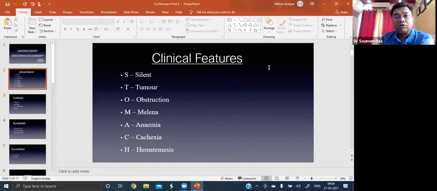And PDL1 also. PDL1 is recommended in the metastatic setting. PDL1 is a modulator, an immunomodulator. Pembrolizumab is available.